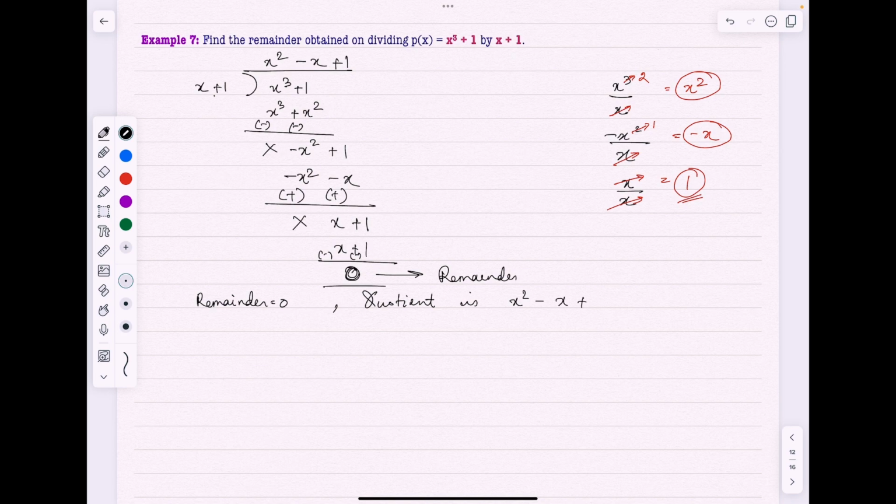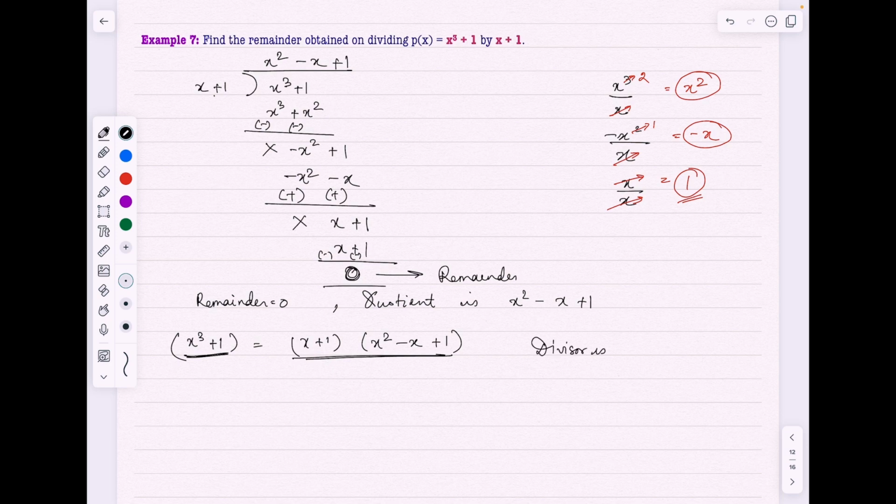x square minus x plus 1. So how can you write this x cube plus 1 actually? x cube plus 1 can be written as x plus 1 into x square minus x plus 1. Okay. Since the remainder is 0, earlier I told you what you can write. You can write that the divisor is a factor of the dividend. Or you can write the dividend is a multiple of the divisor.